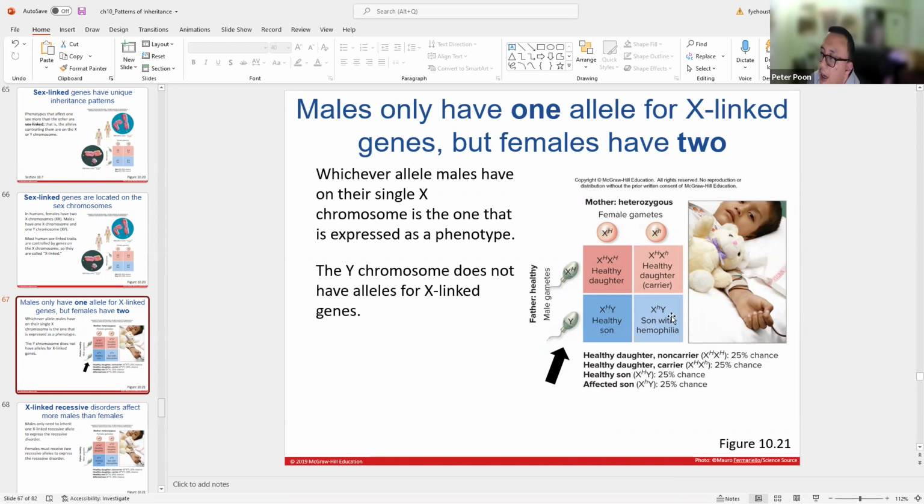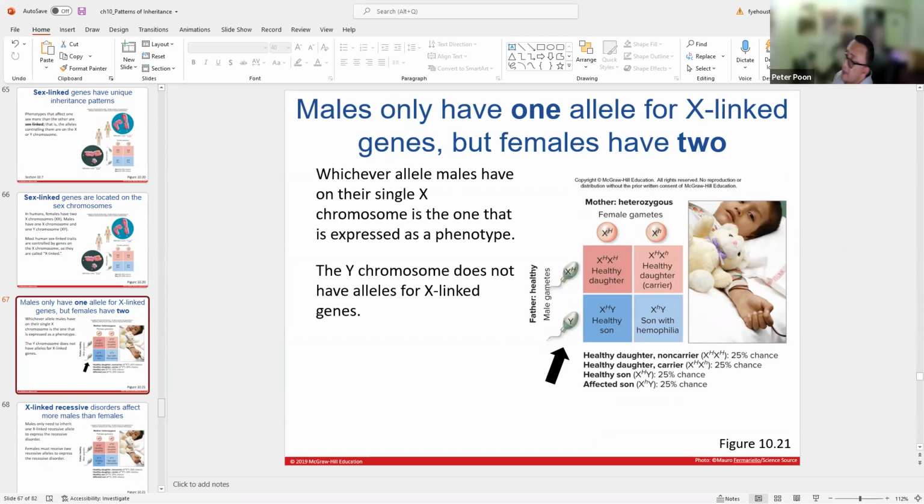Okay, so here's males. If you have a carrier, the female has a 50% chance of being healthy and a 50% chance of being a carrier. She has no chance of getting the disease. The male has a 50% chance of being healthy, but a 50% chance of getting hemophilia.